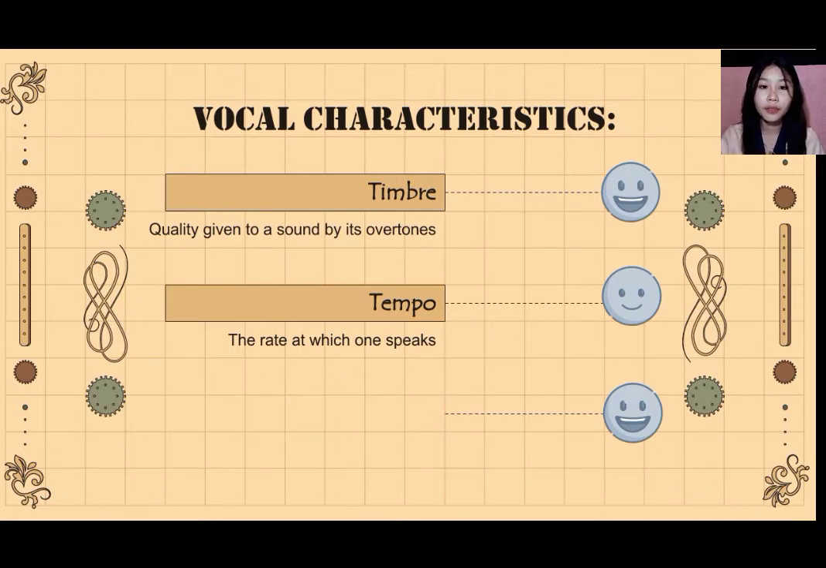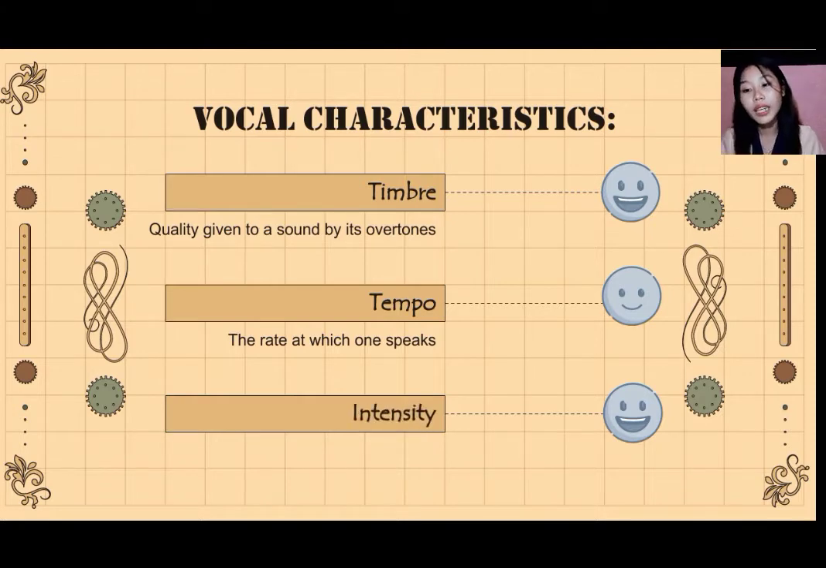Then we have the last vocal characteristic, the intensity. Intensity is how loudly or softly an individual speaks, and it can be tied to emotion. When individuals speak loudly, the increased volume may be used to convey anger, emotional distress, happiness, or heightened excitement.